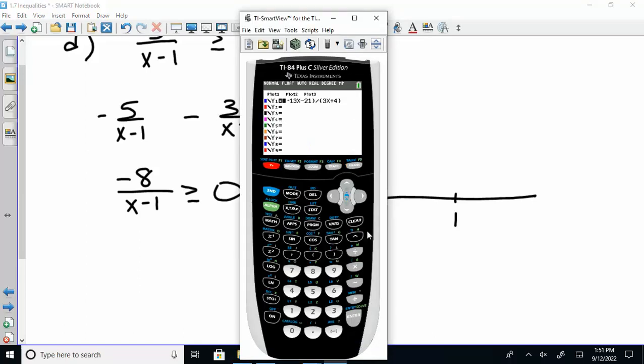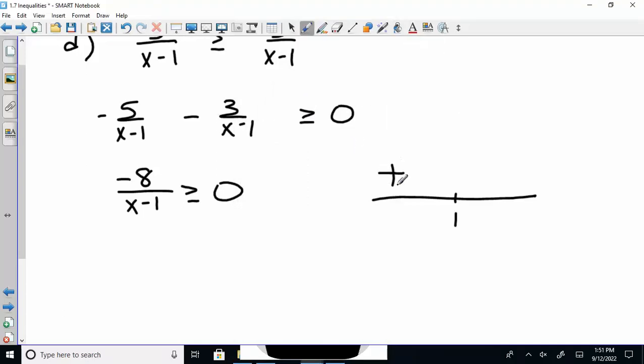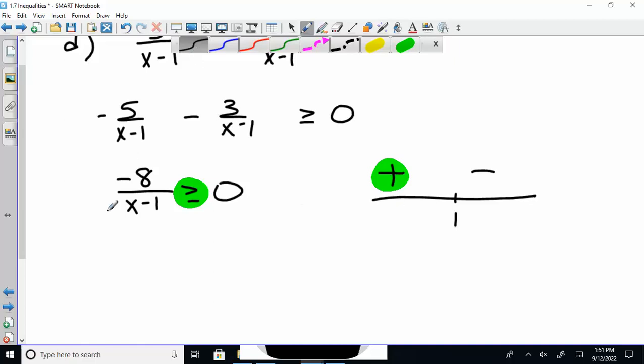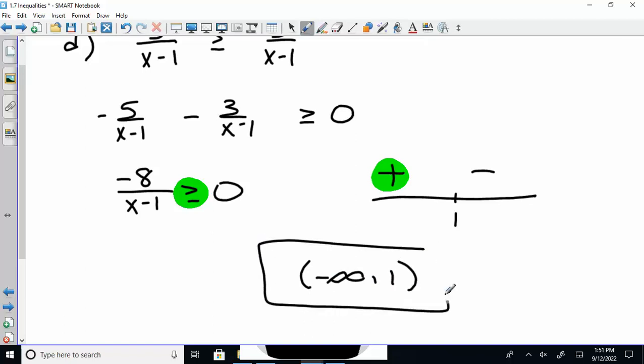All right, so if I graph negative 8 over x minus 1. So before I get to 1, this graph is positive, and after it was negative. I asked for the greater than, so I asked you for the positives. Equal to means bracket. Can I put a bracket on the 1? No, because it makes the bottom 0. So my answer is just negative infinity to 1.